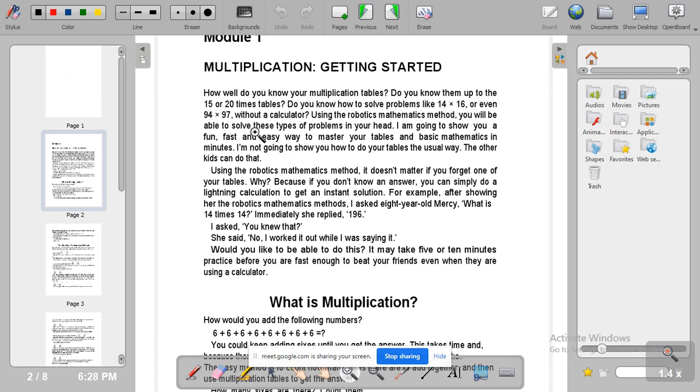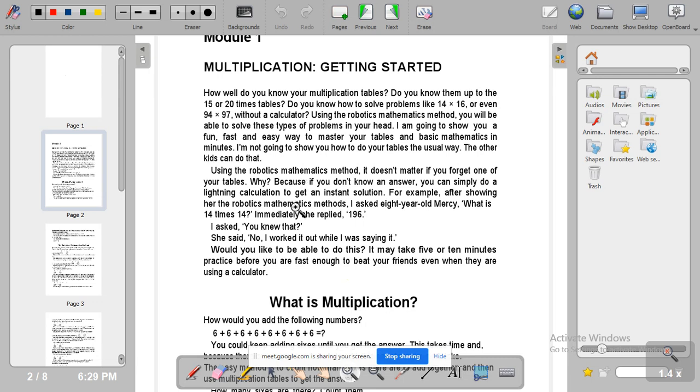Now, using the robotics mathematics method, you will be able to solve these types of problems in your head. I'm going to show you a fun, fast, and easy way to master your timetables and basic mathematics in minutes. I'm not going to show you how to do your timetable the usual way. The other kids can do that. Those who are not part of this class can do that. I believe all of us have the timetables in our houses and we know how to recite them. But that's not the focus here.